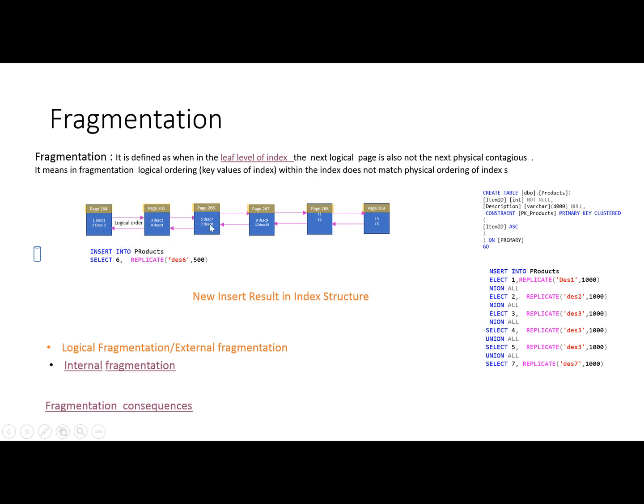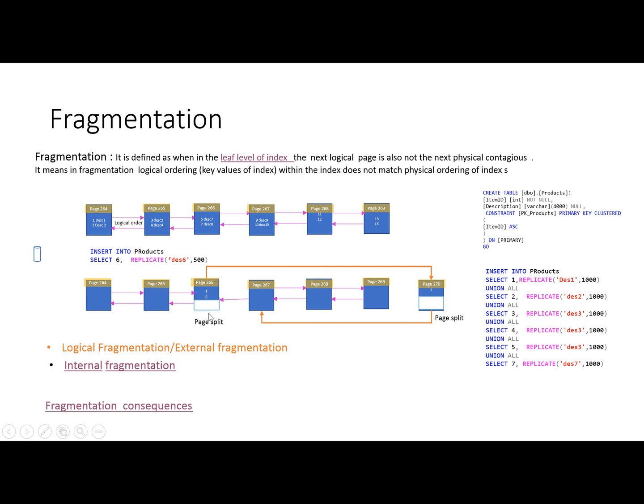But if we are going to insert some record, like these records that are in order 1 2 3 4 5 and 7, and we insert record number 6 between 5 and 7, what will happen? These are the index keys. When we insert the key 6, one thing will happen.